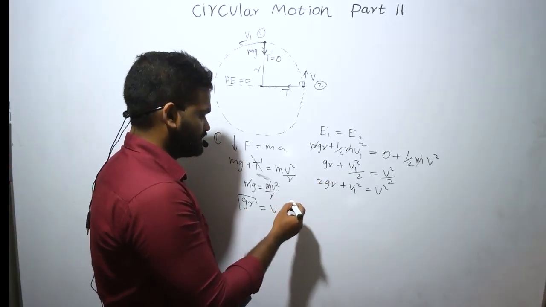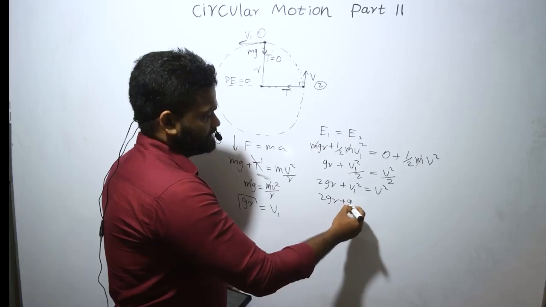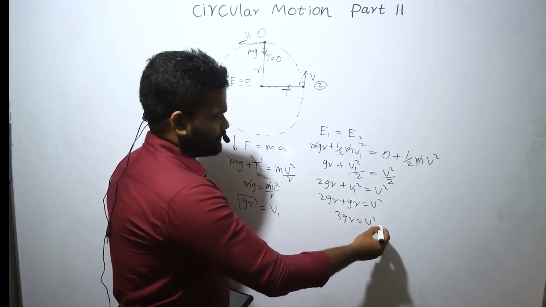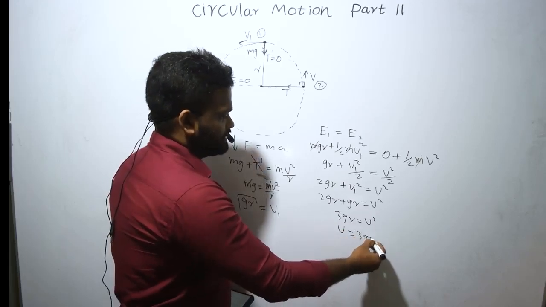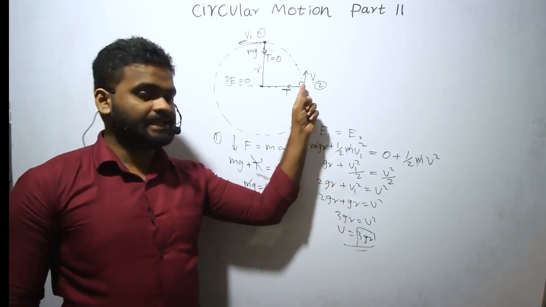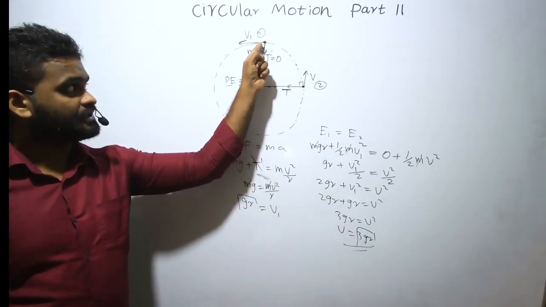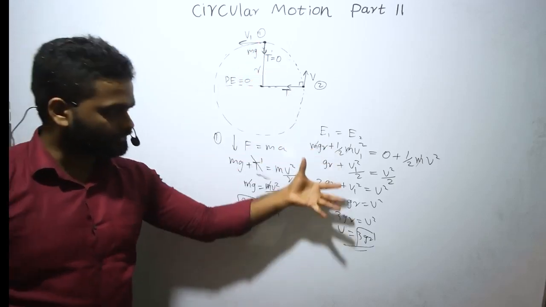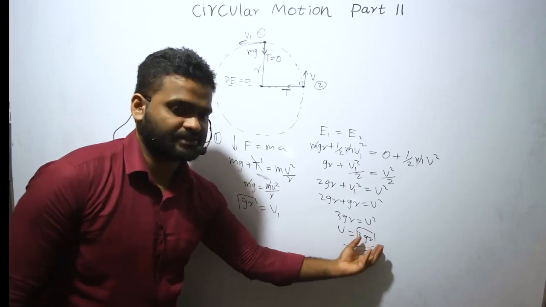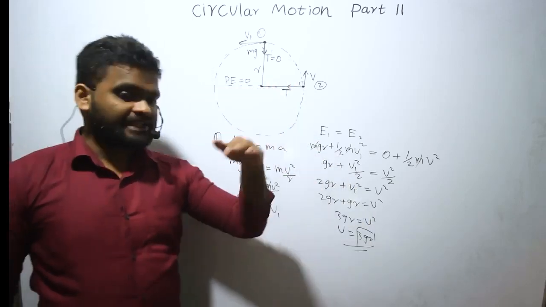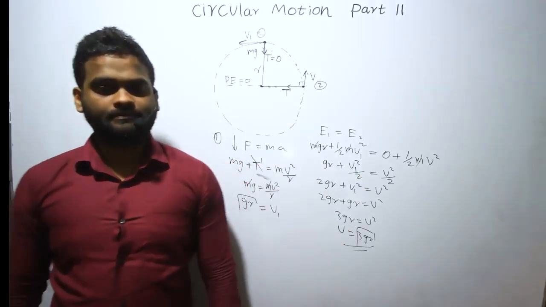So what is v1 squared? It is just gr, right? Then we have 3gr equals v squared. So v is equal to the root of 3gr. Got it? So if you have this much velocity here, tension just at the top will be 0, right? So in order for that to happen, we need to have this much velocity when the string is horizontal. Okay? Right.